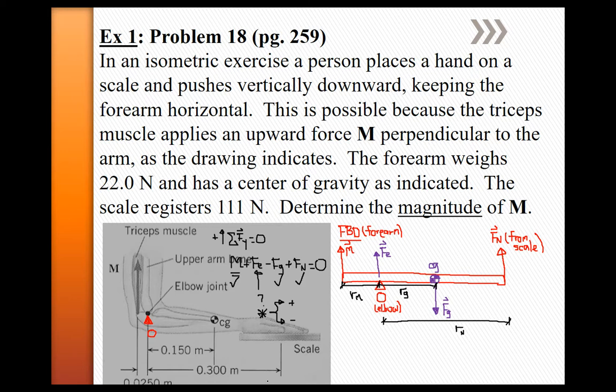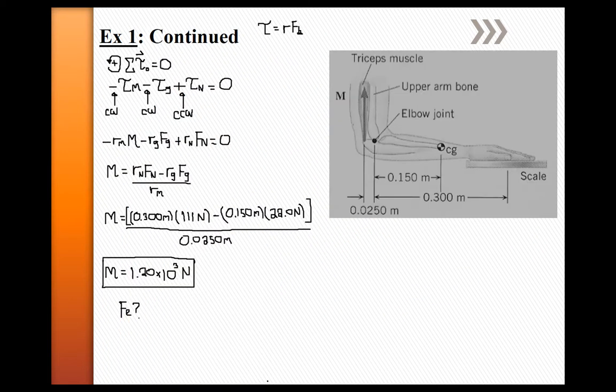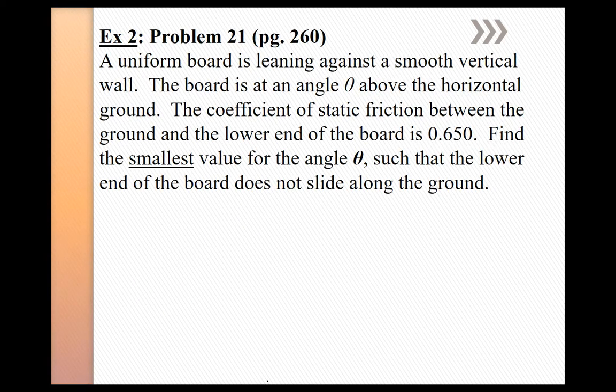And the next example, which is a much more complicated one, I'm going to show you you can use a bunch of equations of motion. Okay, this one's tough. Also one of my favorite physics problems. Okay, so you have a uniform board leaning against a smooth vertical wall. Okay, so let's draw a picture. So I've got a wall. And there's a floor.